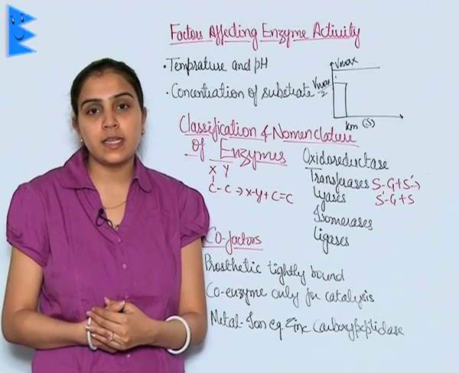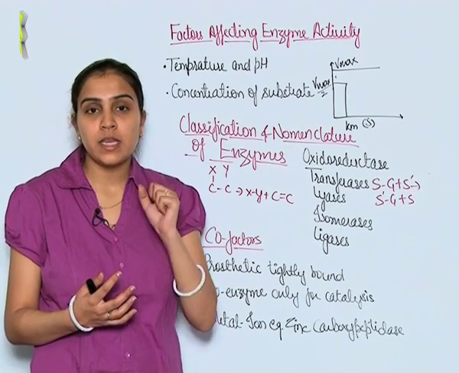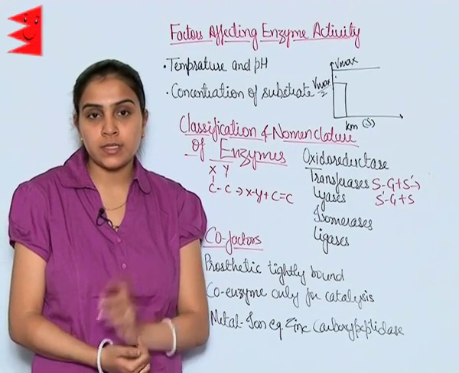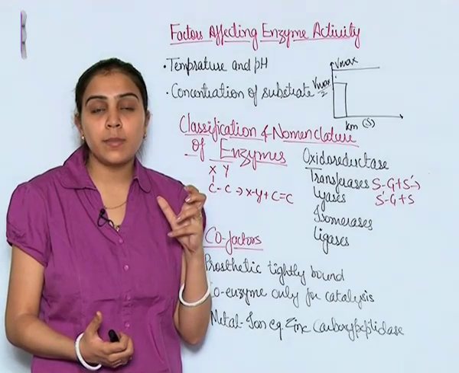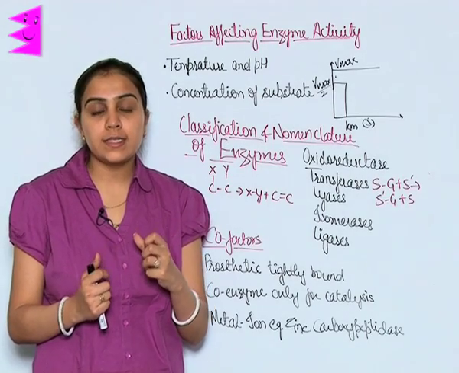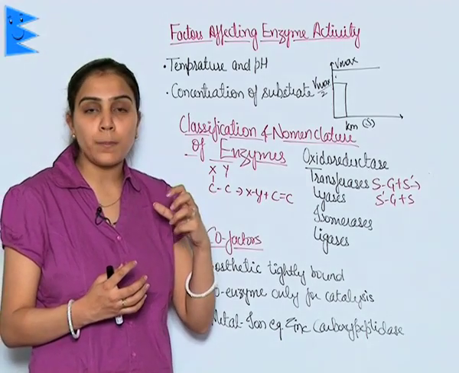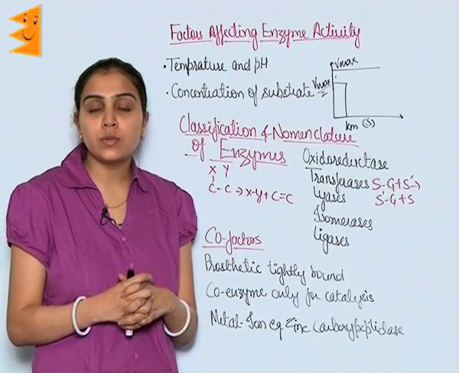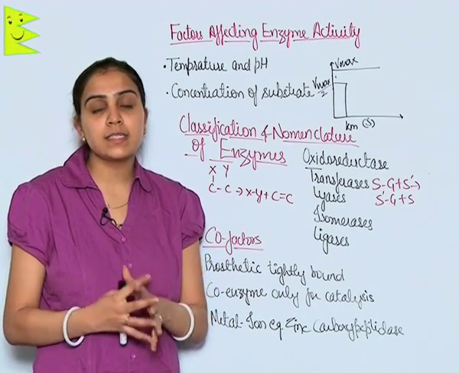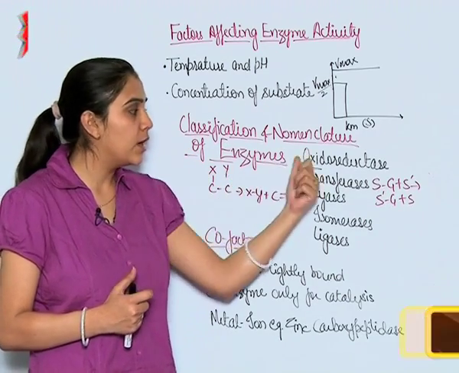Also, there are certain chemicals which, when they bind to the active site of enzymes, inhibit the activity of the enzyme. These are also known as inhibitors. In certain cases, these chemicals or inhibitors are very similar to the substrate. Hence, they are known as competitive inhibitors. And when these competitive inhibitors bind onto the active site of the enzyme, the substrate cannot bind, hence the enzyme loses its activity.